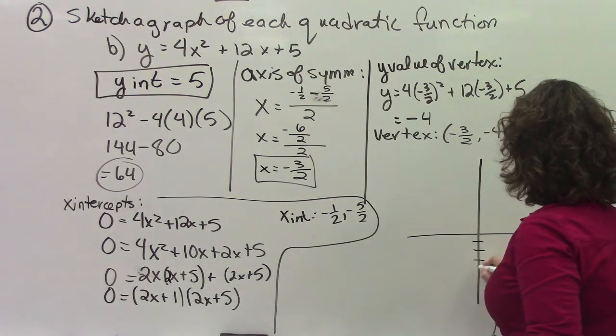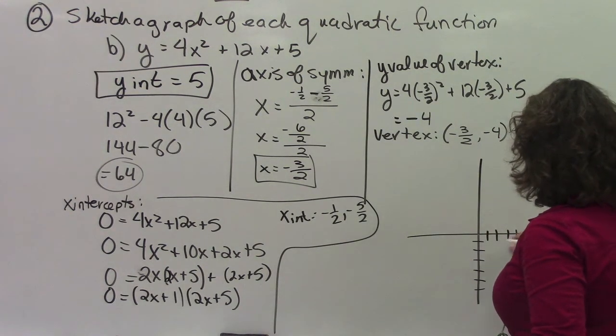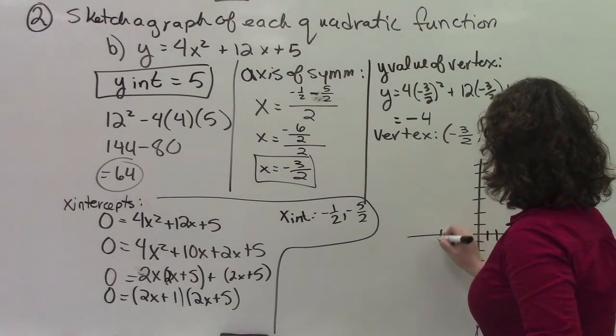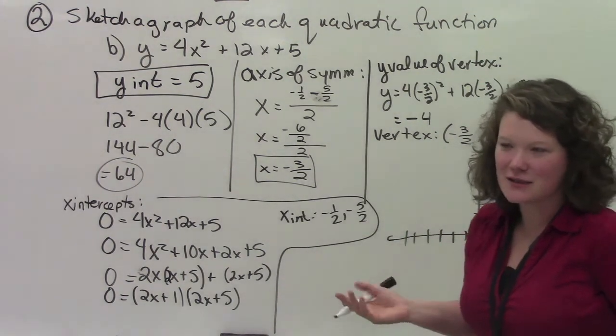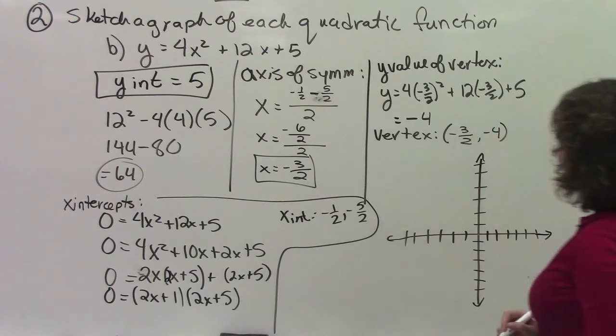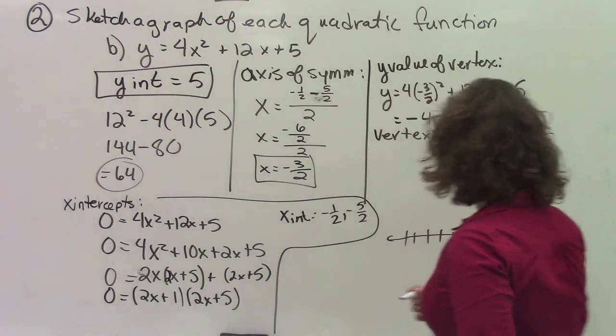One, two, three, four, five, six. Is there any reason why I'm counting to six? No, I just know that when I'm going to graph this, six is going to be enough tick marks, for lack of a better word.